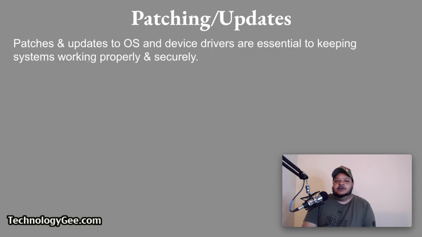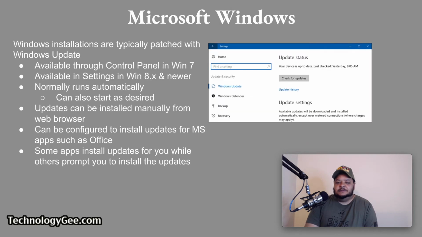Patching and updates. Patches and updates to operating systems and device drivers are essential to keeping systems working properly and securely. Microsoft Windows installations are typically patched with Windows Update. Windows Update is available through the control panel in Windows 7 and in settings in Windows 8.x and newer. Windows Update normally runs automatically, but you can also start it as desired to check for updates.